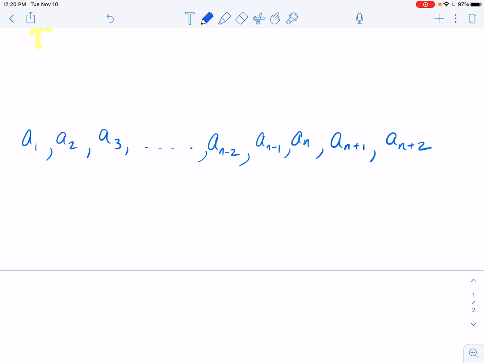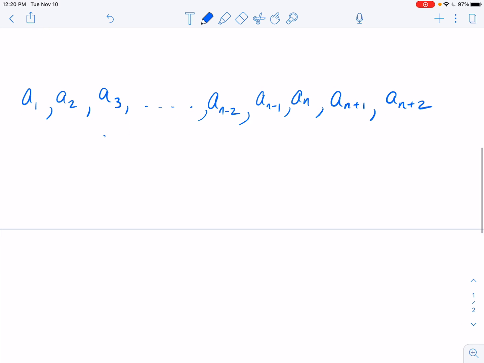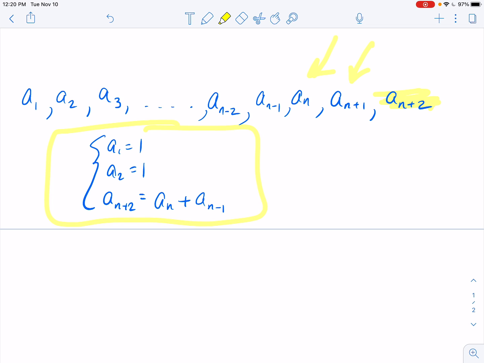So what I could do, actually, is say the Fibonacci sequence is a sub 1 equals 1, a sub 2 equals 1, and a sub n plus 2, well, what would that equal? That's this term. To get this term, I would take that one and add them together. And that's another way. This is a perfectly acceptable, perfectly legitimate way to describe the Fibonacci sequence.